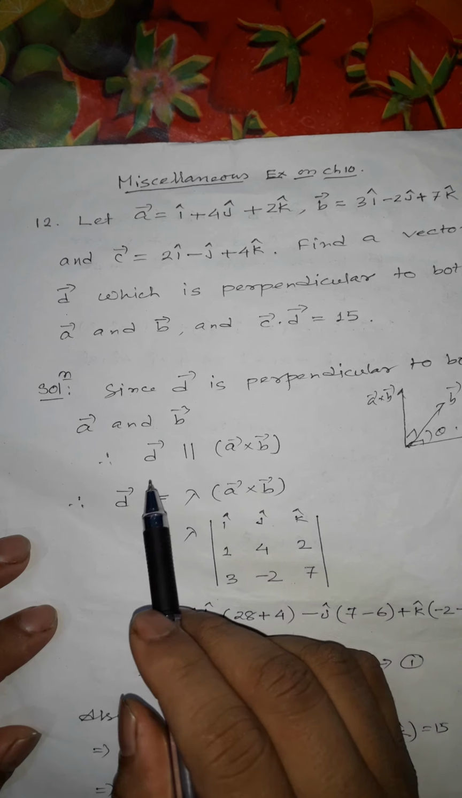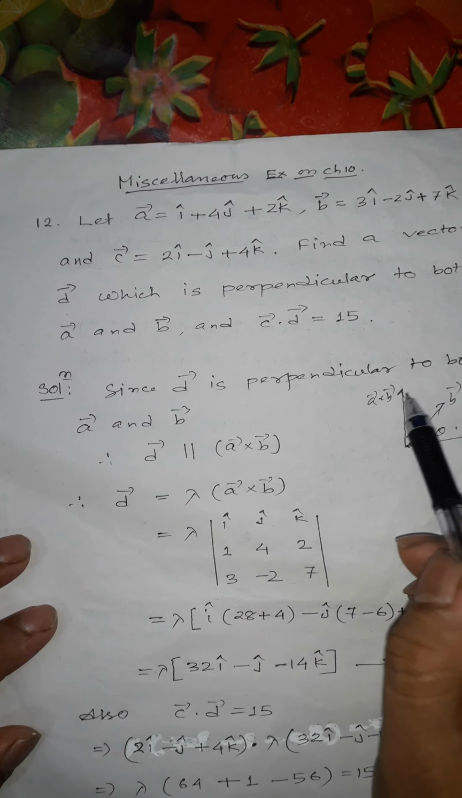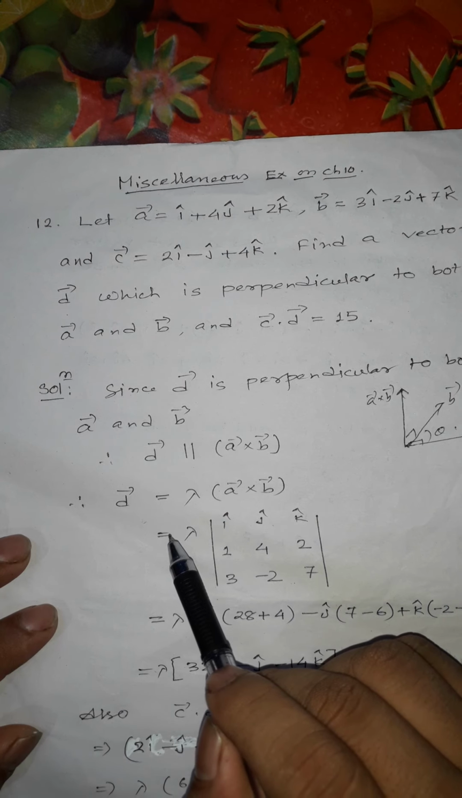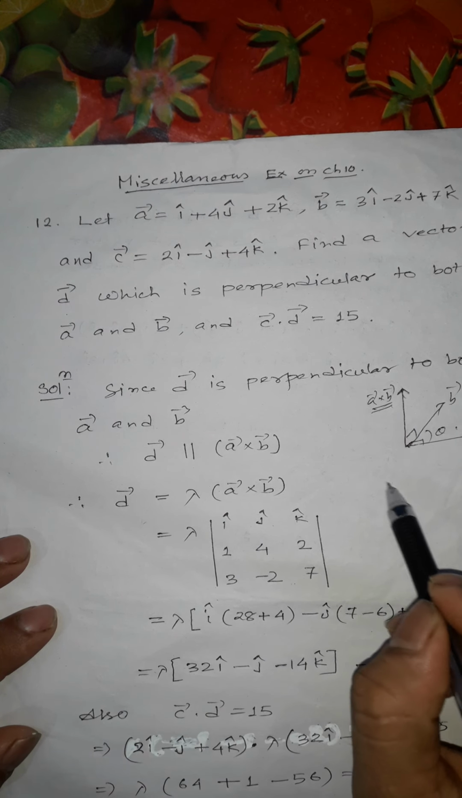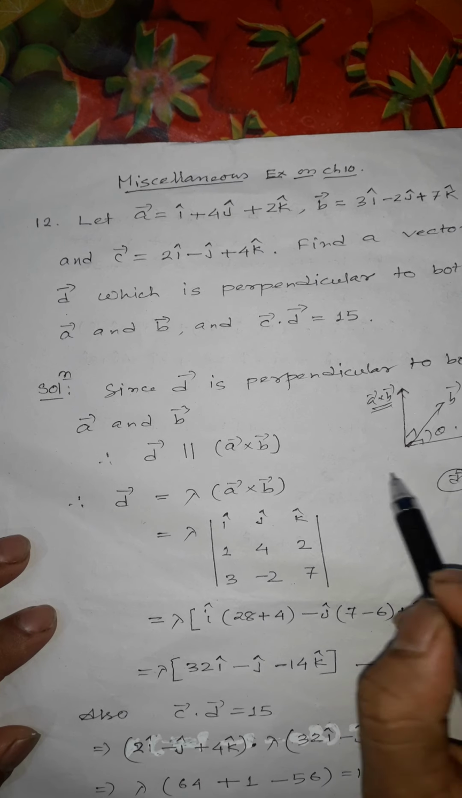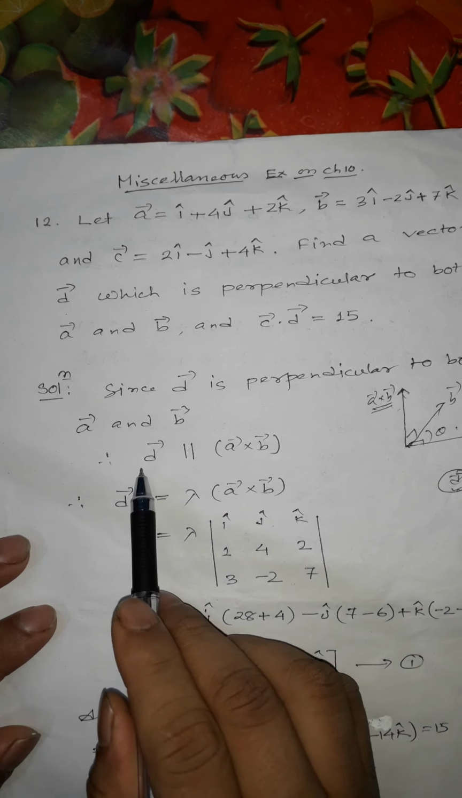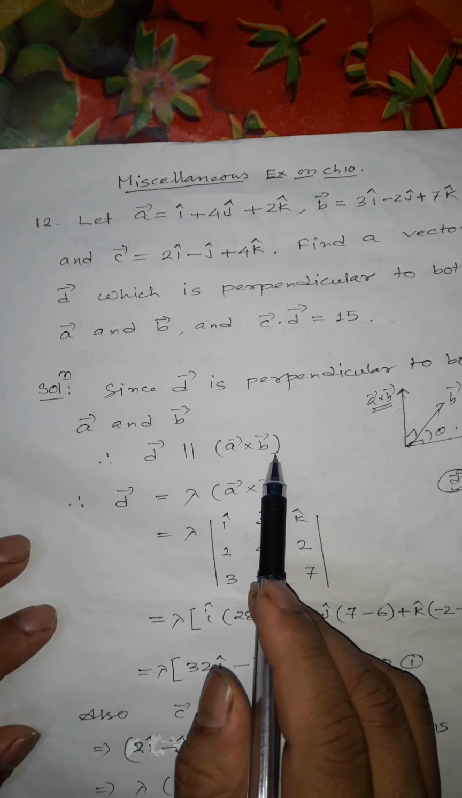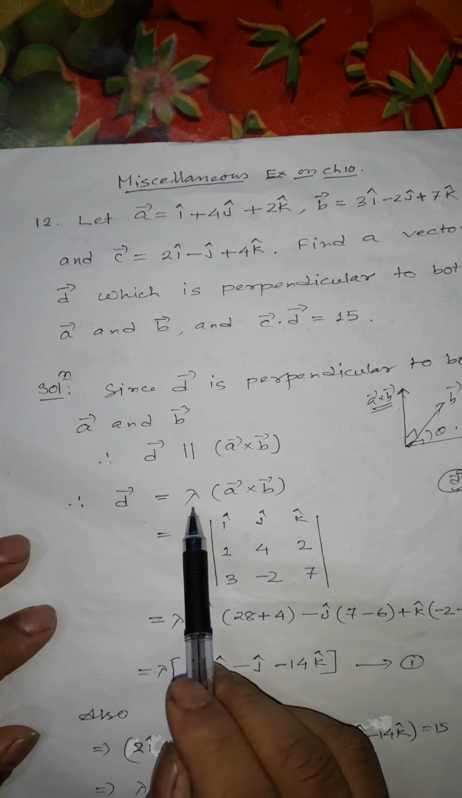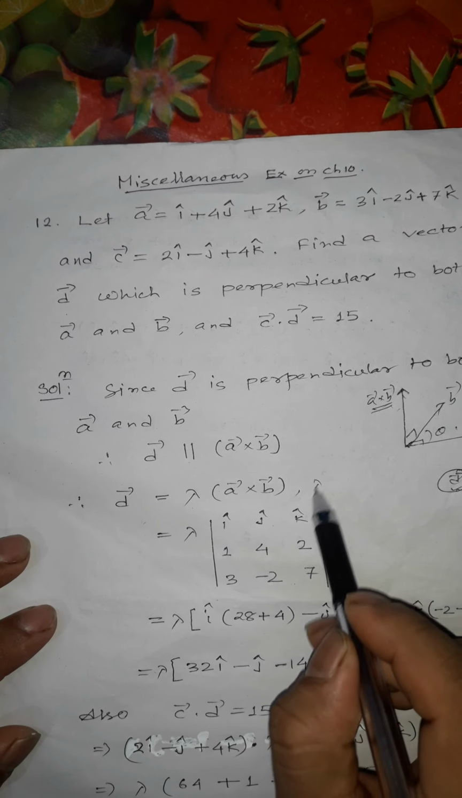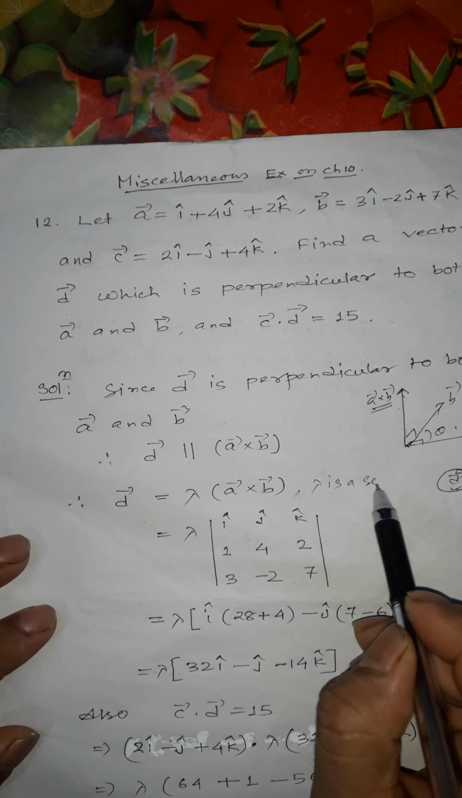Since D is also perpendicular to both A and B, then A cross B and vector D will be parallel vectors, because both are perpendicular to both A and B. So D is parallel to A cross B. Therefore, D can be written as lambda into A cross B, where lambda is a scalar.